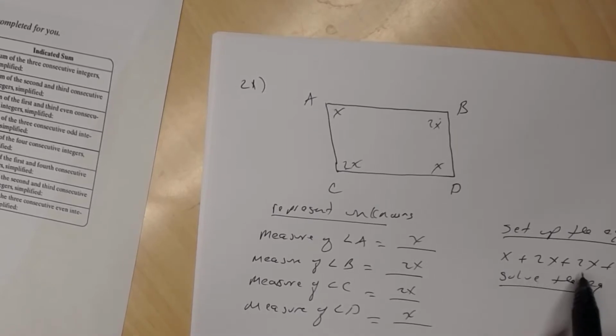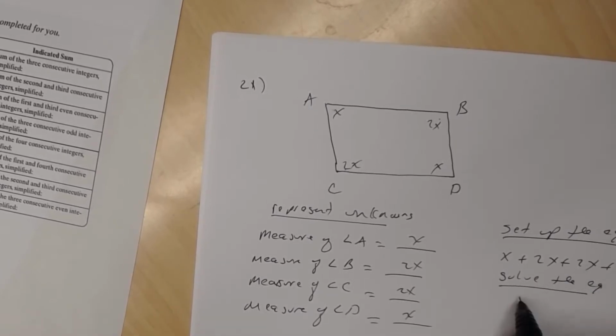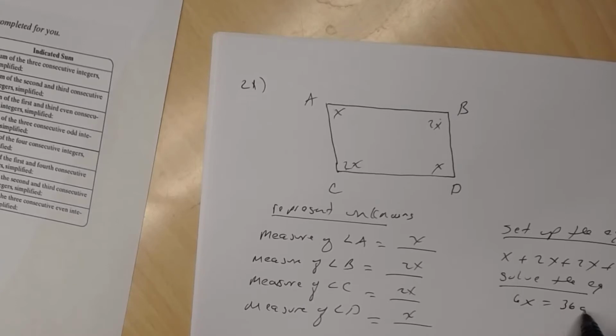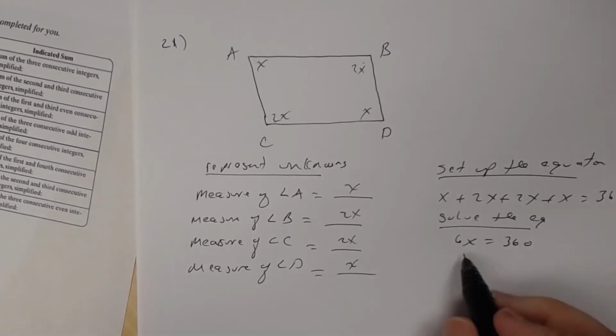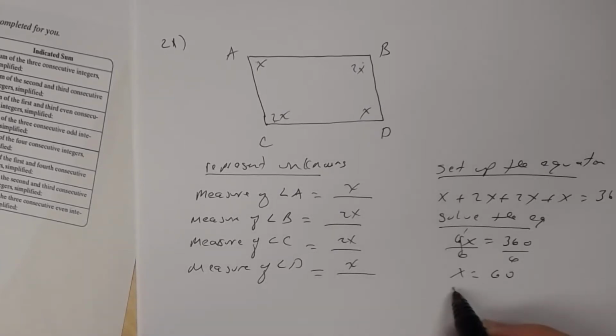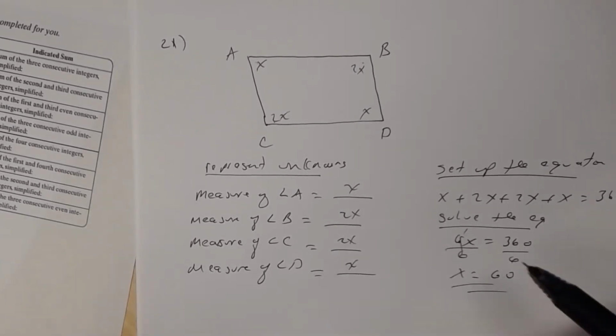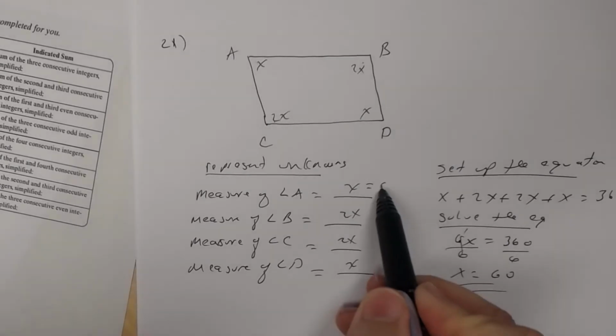Combine like terms. Let's see, that's 2, 4, 6. So that's 6x equal 360. Divide both sides by 6. I get x to be 60. Okay? All right, so what that represents is this, that the measure of angle A is 60.